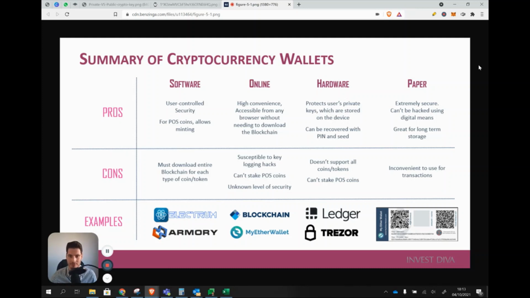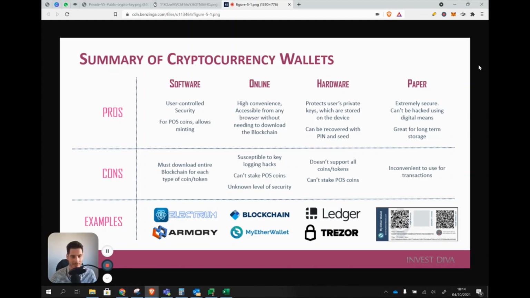Then we have paper. They're extremely secure. They can't be hacked using digital means, and they're great for long-term storage. That is also an important point, because the more you access your paper, the more you see it, the more you leave it around, the unsafer it is. So this is really for long-term storage, meaning you buy a few Bitcoins, you put it in a safe and you're not really looking after it. It's inconvenient for transactions, and it's also unsafe if you don't have any copies because it can get fire, it can get wet.